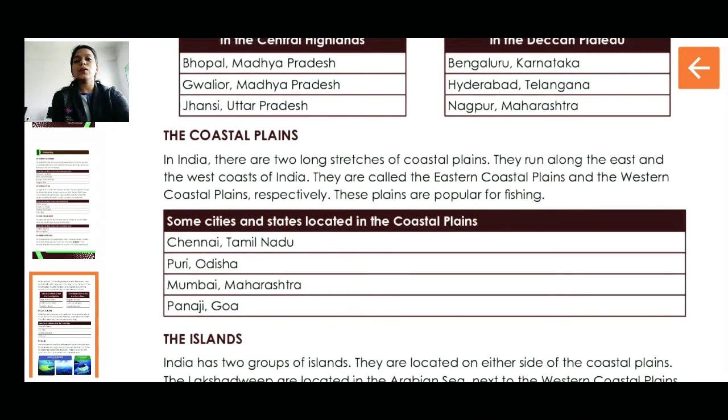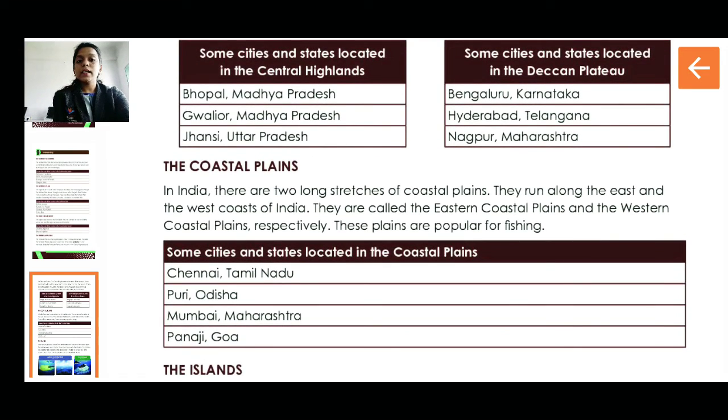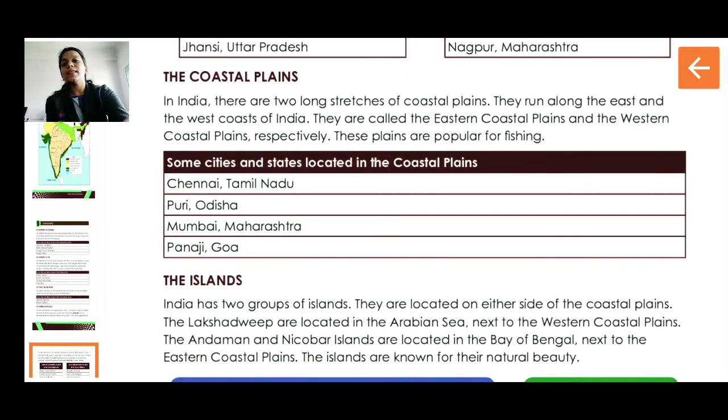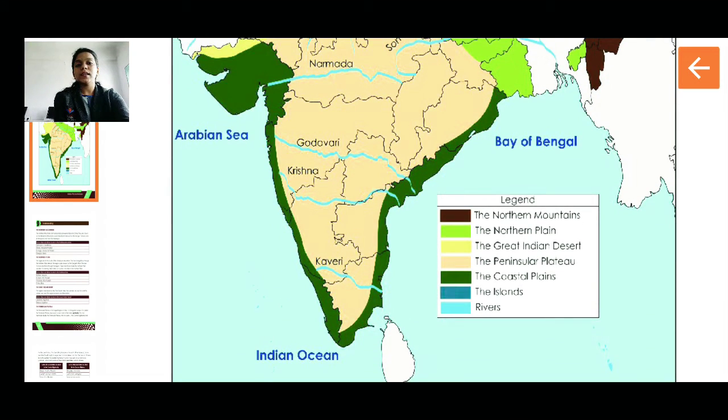Now students, the coastal plains. Here come the coastal plains. In India, there are two long stretches of coastal plain. They run along the east and the west coasts of India. They are called the eastern coastal plains and the western coastal plains respectively. These plains are popular for shipping. So why are they called coastal plains? Because they are surrounded with water, with sea and oceans.